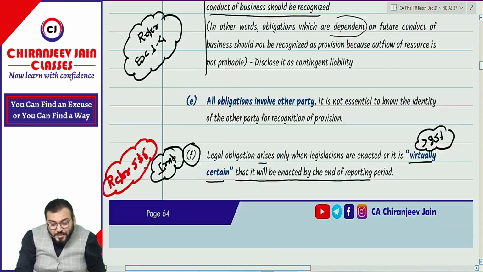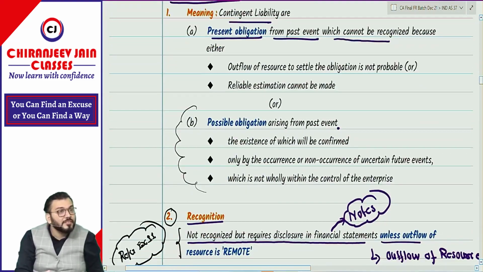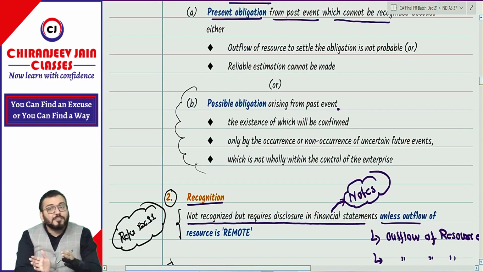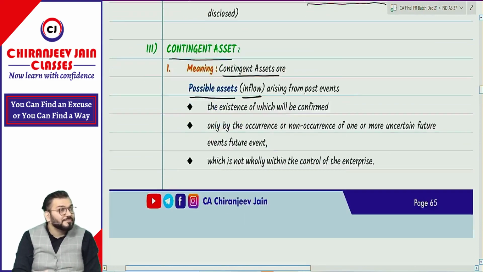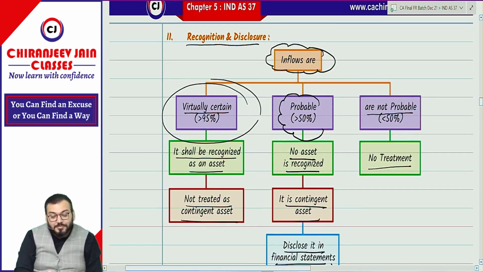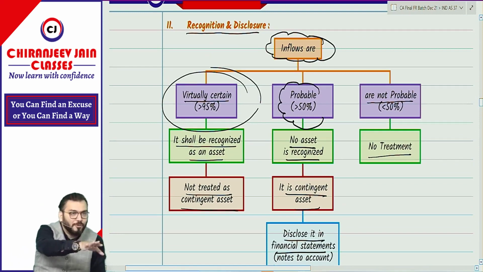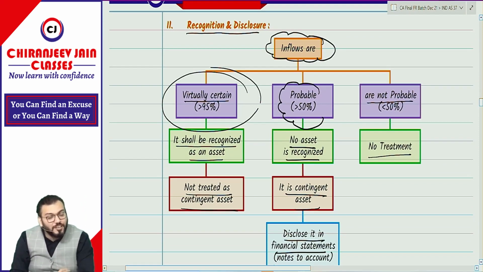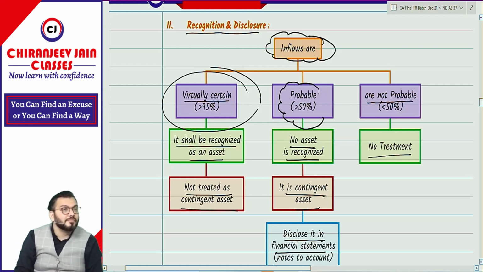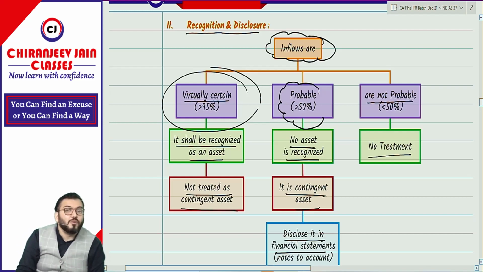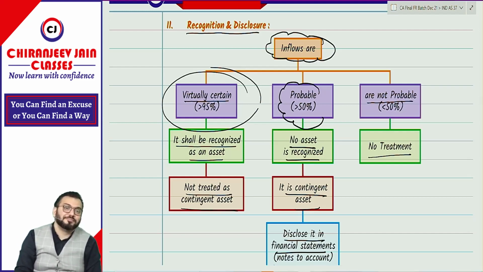You can see for obligation, either it is probable, not probable or remote. But for outflow they have said probable, not probable or remote. For inflow they are saying virtually certain, probable, not probable. The question is why they have given this point. Why have they not given this point for outflow? Now doubt will come.